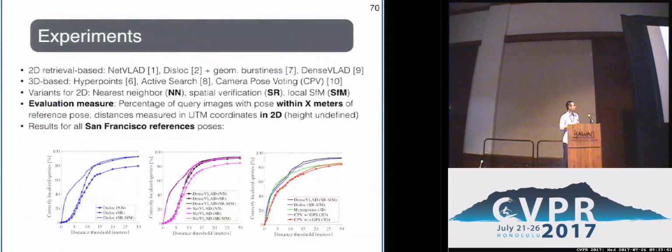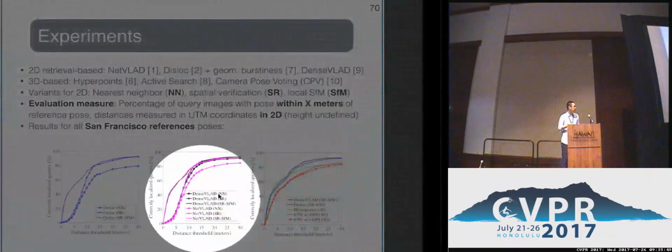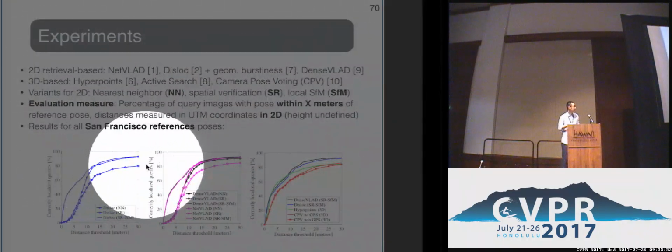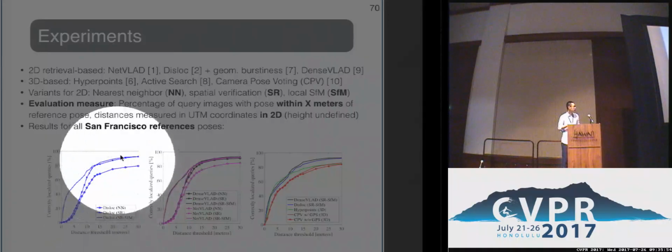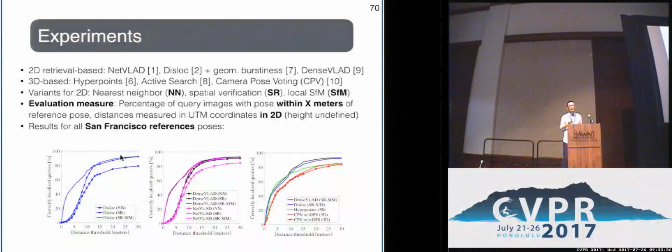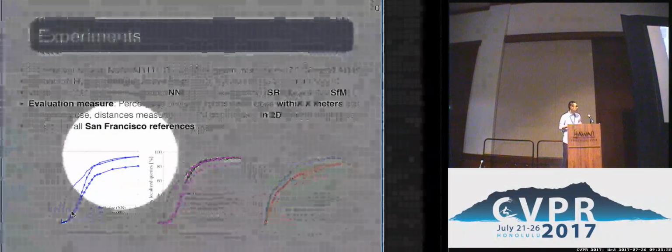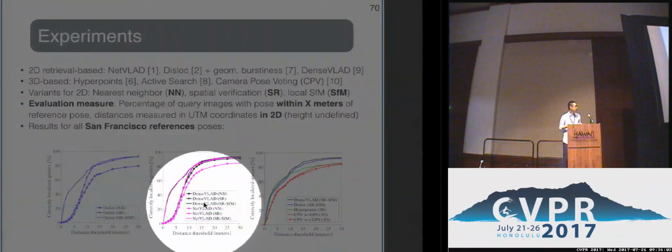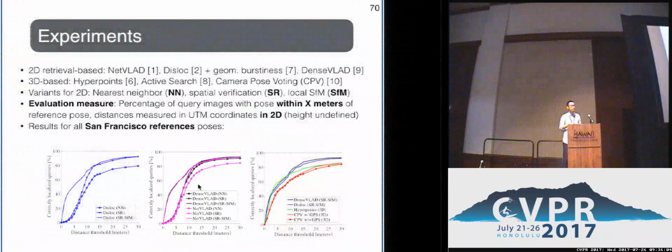So this is the result of the evaluation. These two graphs are the 2D methods. Please see these curves, the bottom two curves. Those are the state-of-the-art 2D methods. This one is Hamming embedding based, this one is bag-of-words based, and these are the VLAD-based approaches. Actually, all of them have quite similar performance.